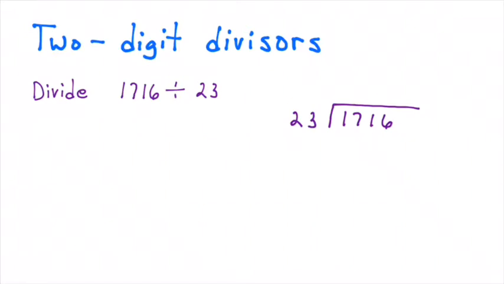So what I'm going to do is the same kind of strategy I used last time. I'm going to ignore the 3 and the 1, and I'm just going to think about how many times 2 goes into 17. 2 goes into 17 8 times. So I'm going to guess that 23 goes into 171 8 times. Let's check it out. 8 times 3 is 24, so put down the 4 and carry the 2. 8 times 2 is 16, plus the 2 that we carried gives us 18.